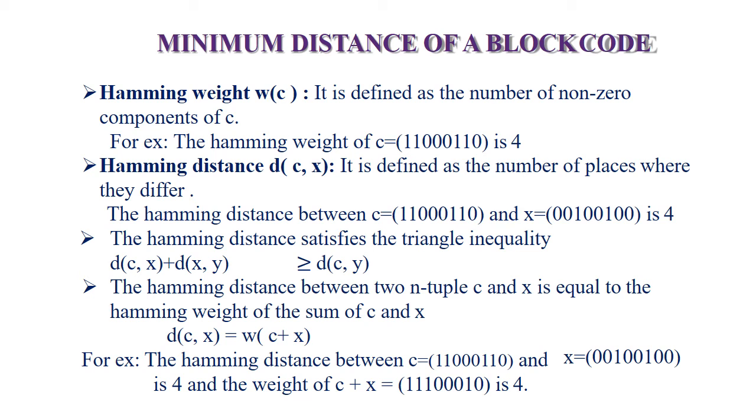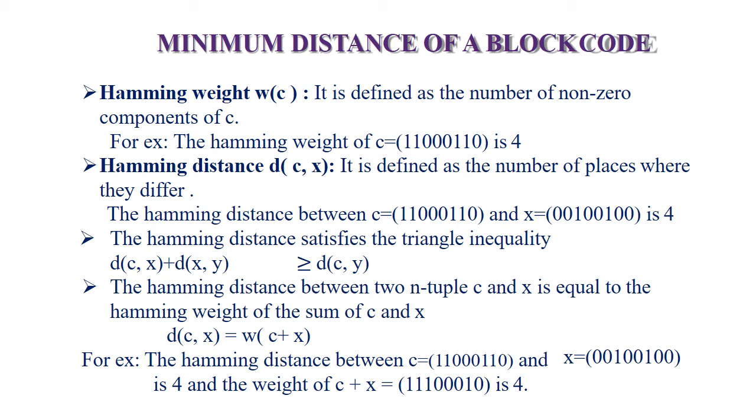Hamming distance, that is D of C, X, is defined as the number of places where they differ. So the Hamming distance between C equal to 11000110 and X equal to 00100100 is 4. The Hamming distance satisfies the triangle inequality: D of C, X plus D of X, Y is greater than or equal to D of C, Y.